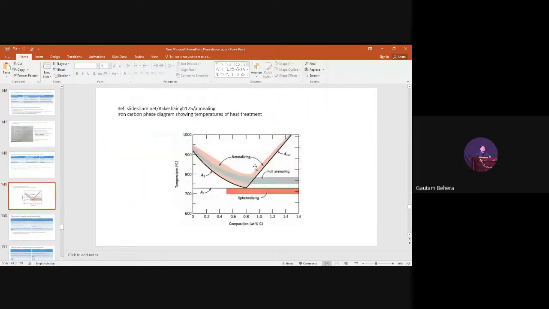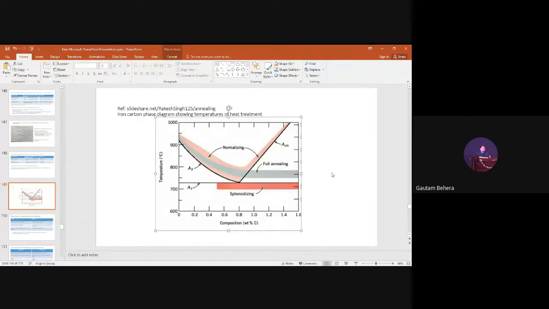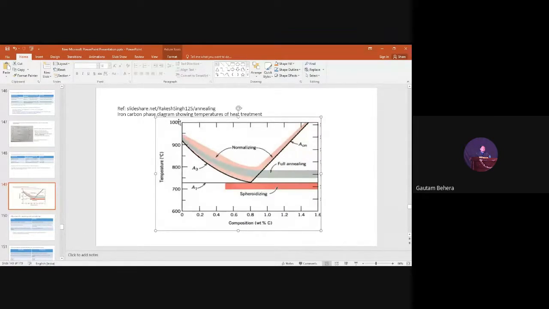Okay, so now I'll show you a very beautiful image here. Just look at this one. Sorry, this is temperature versus composition, which will show you different temperature ranges for different annealing and normalizing processes. You can see the normalizing temperature is this one, the upper part. And the annealing temperature, for full annealing, is this one, just below the normalizing.